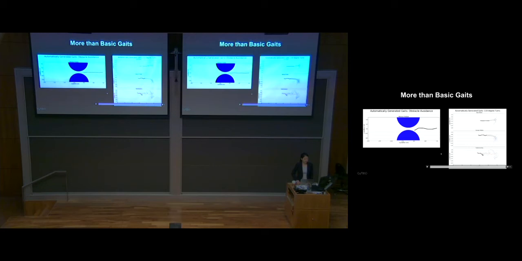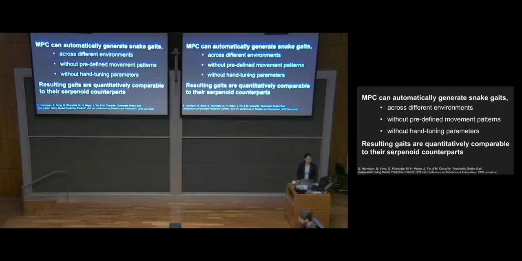For this work, we demonstrate that MPC can automatically generate snake gates across different environments without predefined movement patterns and without hand-tuning parameters. And the resulting gates are quantitatively comparable to their serpentoid counterparts.